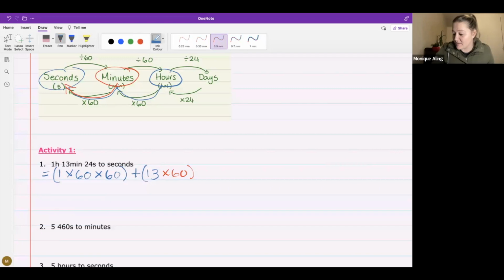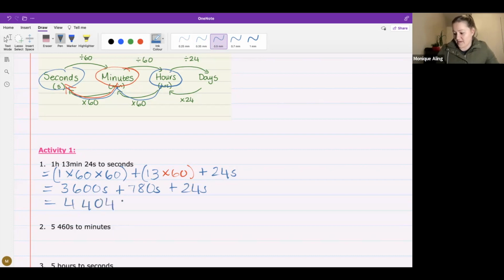So it's just times by 60 once. And then our 24 seconds is already in seconds, so we can leave it as is. When you work out the brackets, you get 3,600 seconds plus 780 seconds plus the 24 seconds, which gives you a final answer of 4,404 seconds. Well done. Thanks to those that gave their answers.